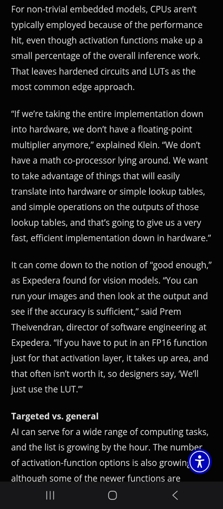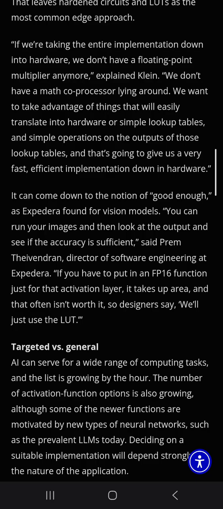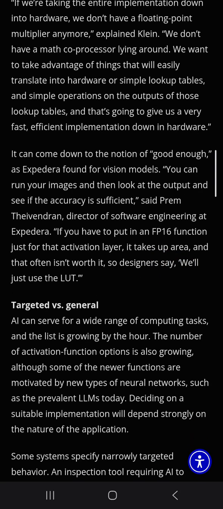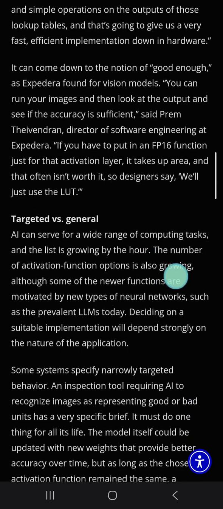It can come down to the notion of good enough, as Expedera found for vision models. You can run your images and then look at the output and see if the accuracy is sufficient, said Prem Tevendran, Director of Software Engineering at Expedera. If you have to put in an FP16 function just for an activation layer, it takes up area, and that often isn't worth it. So designers say, we'll just use the LUT.